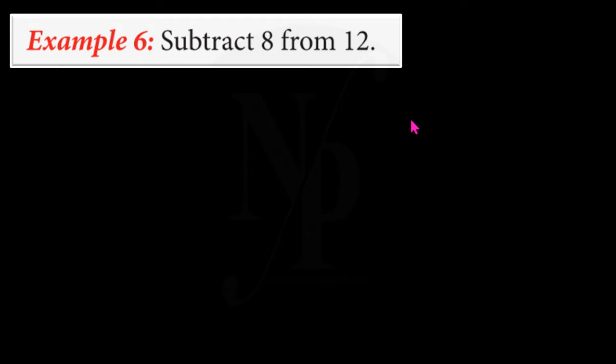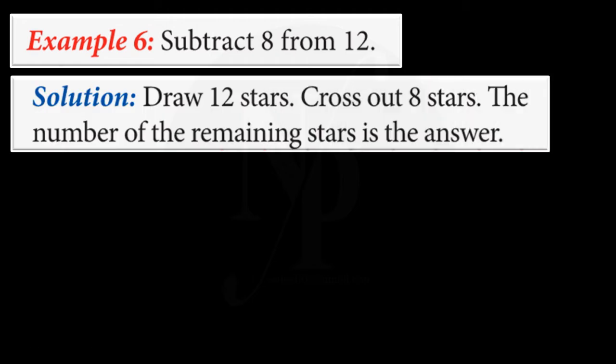Example number 6 in our textbook. Subtract 8 from 12. So here the number 8 should be subtracted from 12. Solution. Draw 12 stars. Cross out 8 stars. The number of the remaining stars is the answer.